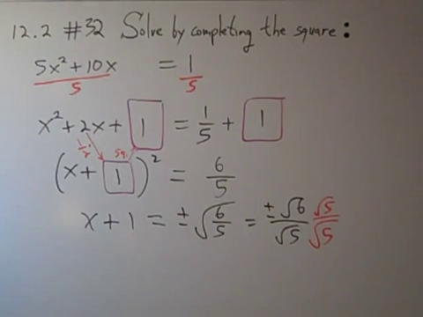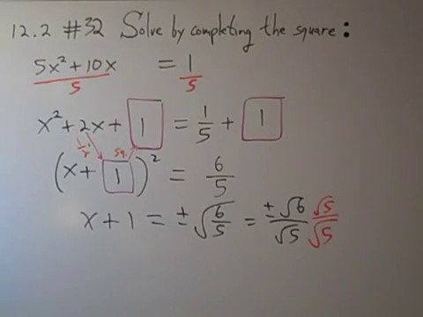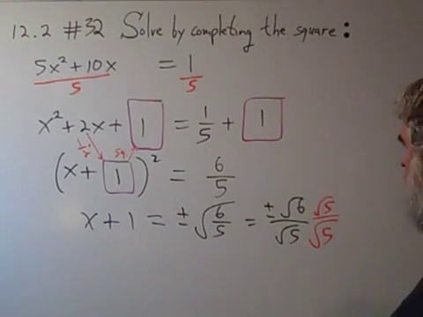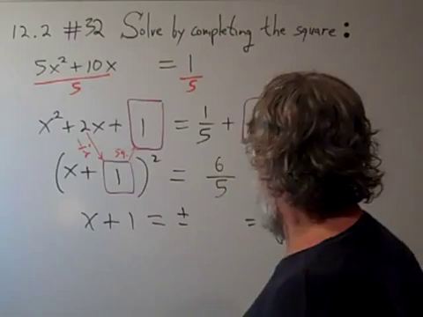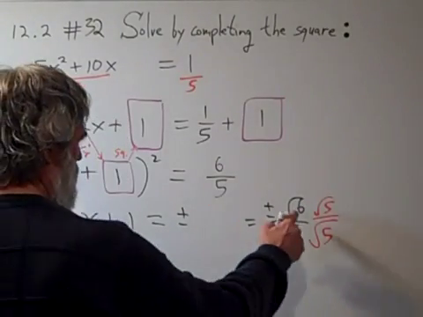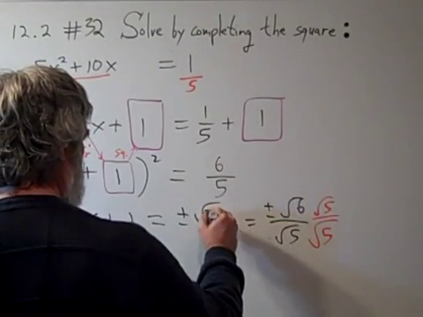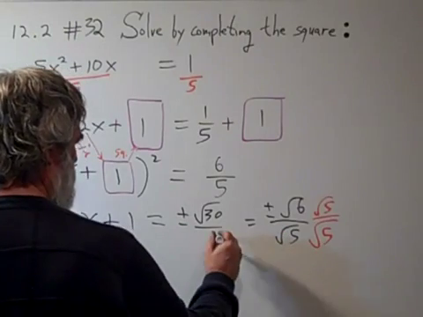So this actually equals plus or minus radical 30 over 5. Radical 6 times radical 5 is radical 30. Radical 5 times radical 5 is 5.